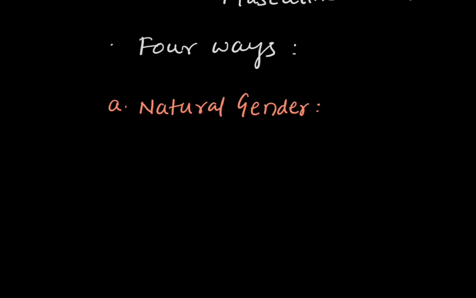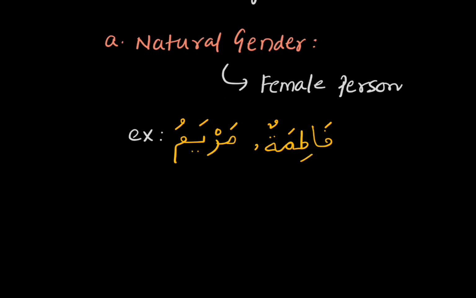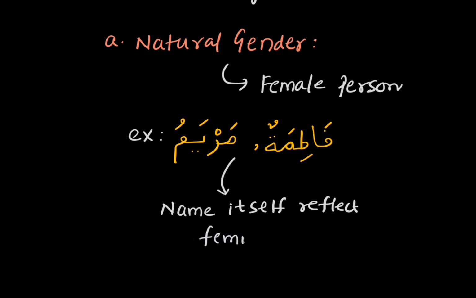Coming to the first one, that is natural gender. Natural gender refers to a female person. For example, let's take Fatimatu and Maryam. The name itself reflects that they are feminine nouns.